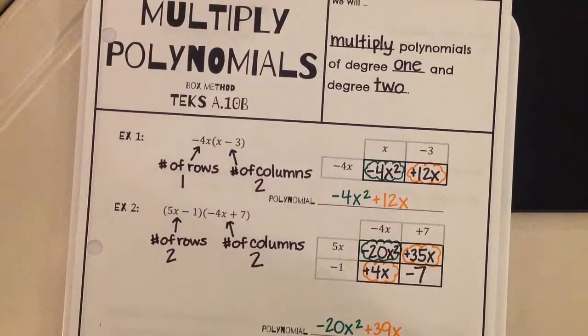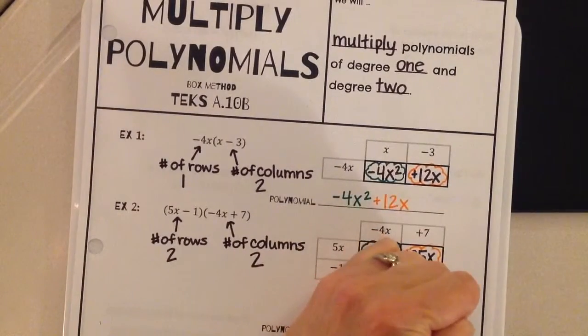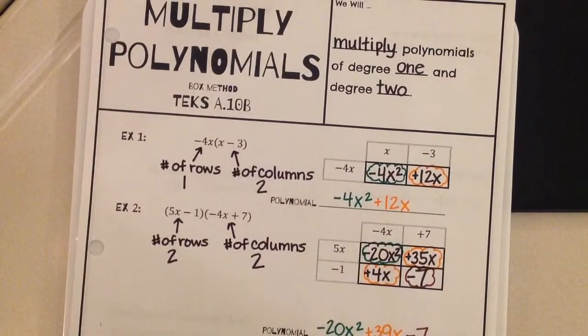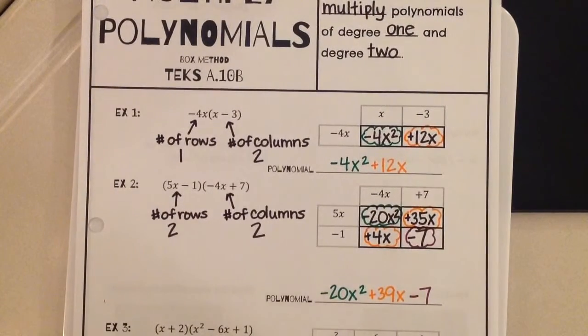And now I'm going to look for my constants. I only have one term that is a constant, so I'm just going to bring down the negative 7. So the product that I get when I multiply 5x minus 1 and negative 4x plus 7 is the polynomial negative 20x squared plus 39x minus 7.